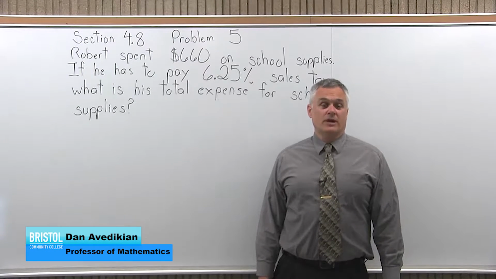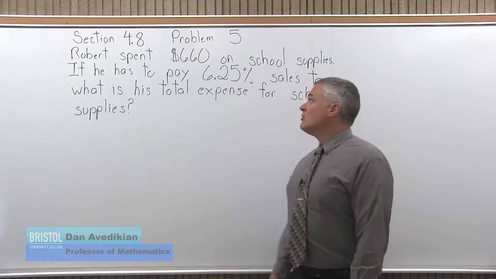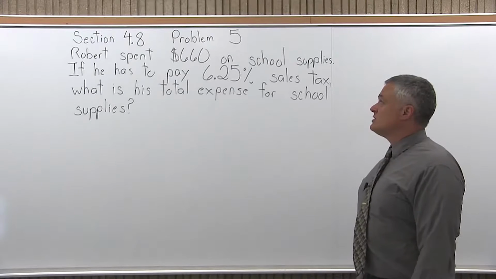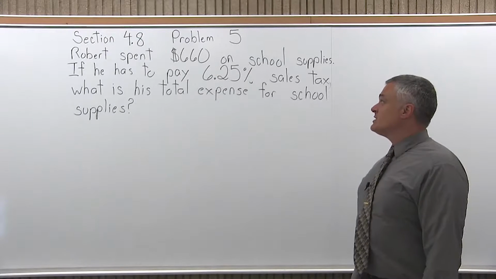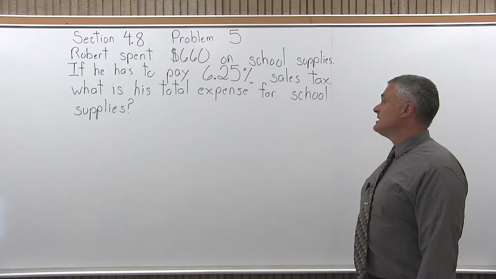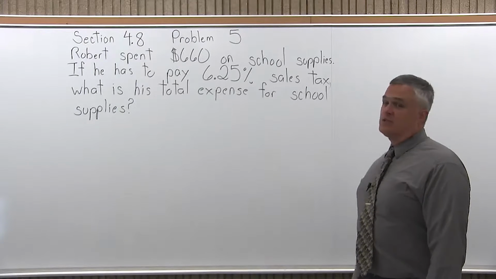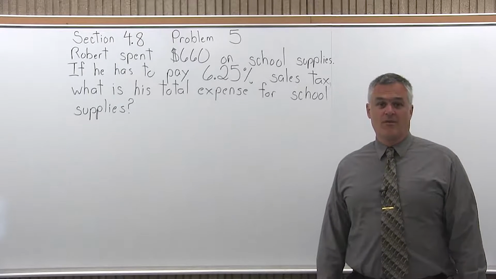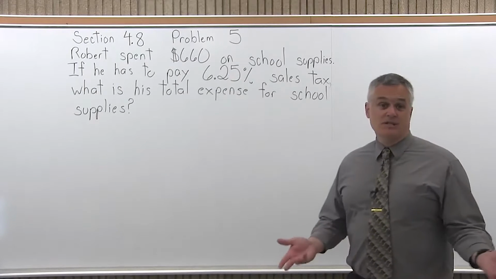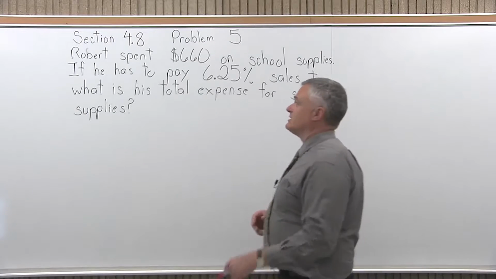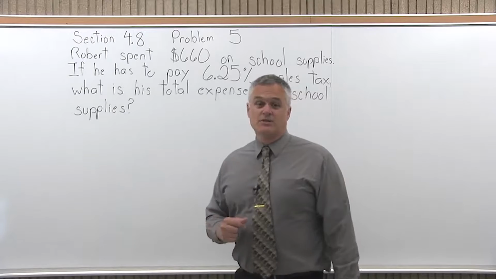This is Section 4.8, Problem 5. It says, Robert spent $660 on school supplies. If he has to pay 6.25% sales tax, what is his total expense for the school supplies? So it'll be $660 plus tax, I don't know, $680, $690, something like that. That's the type of answer we're looking to find.